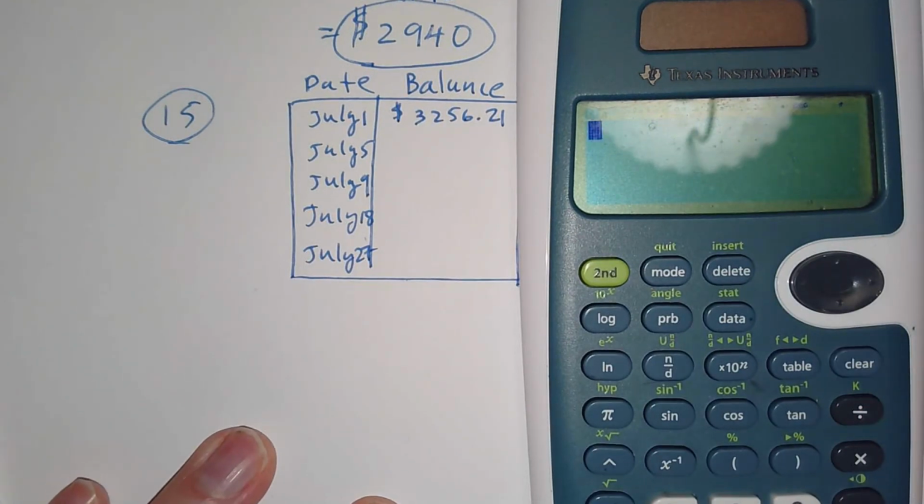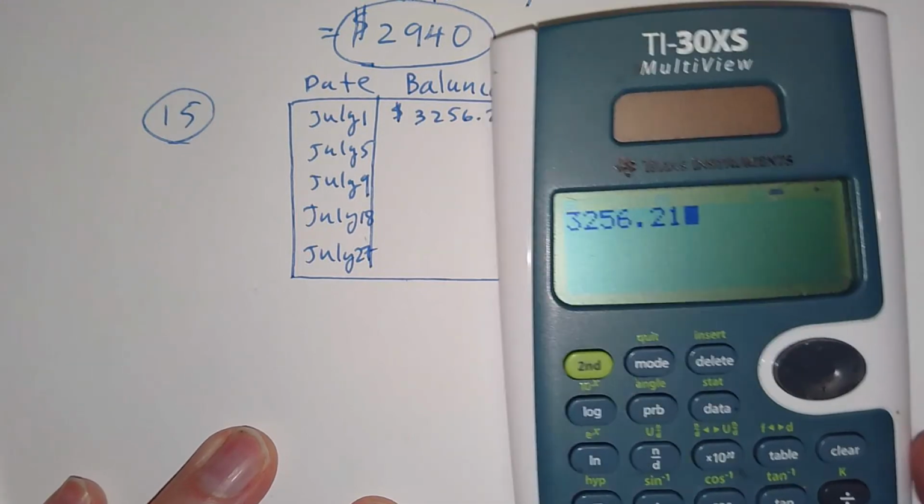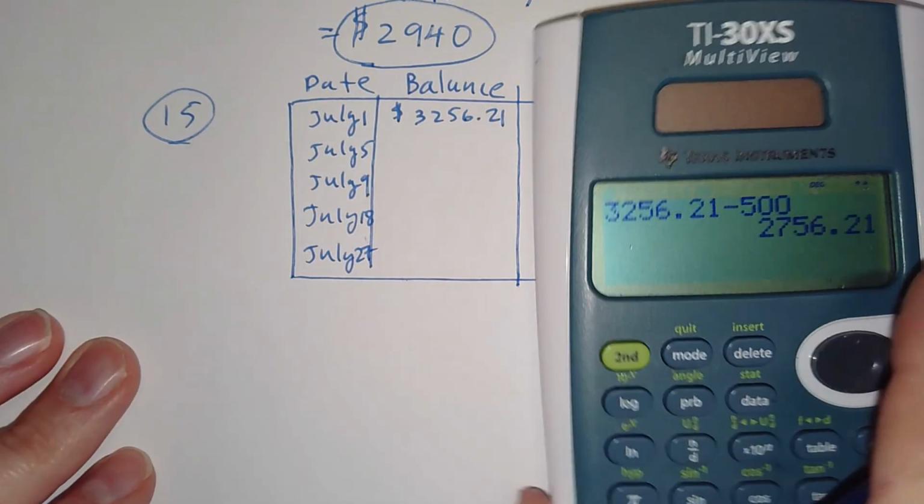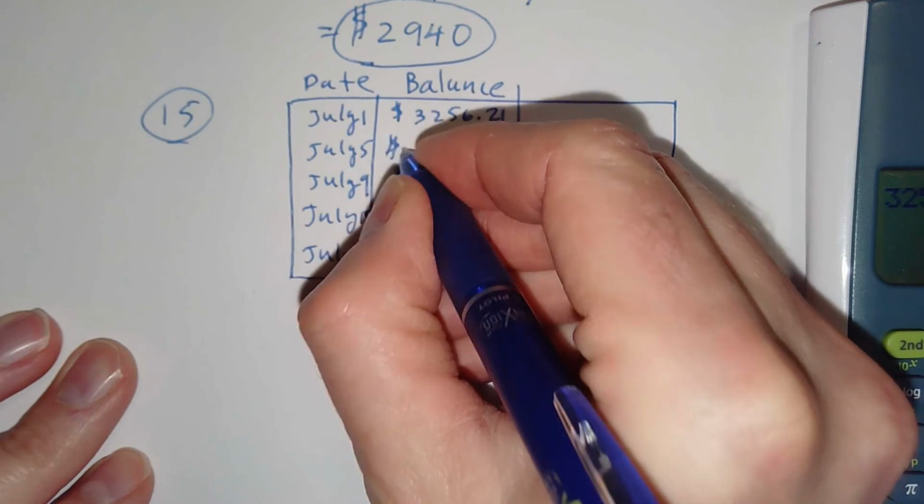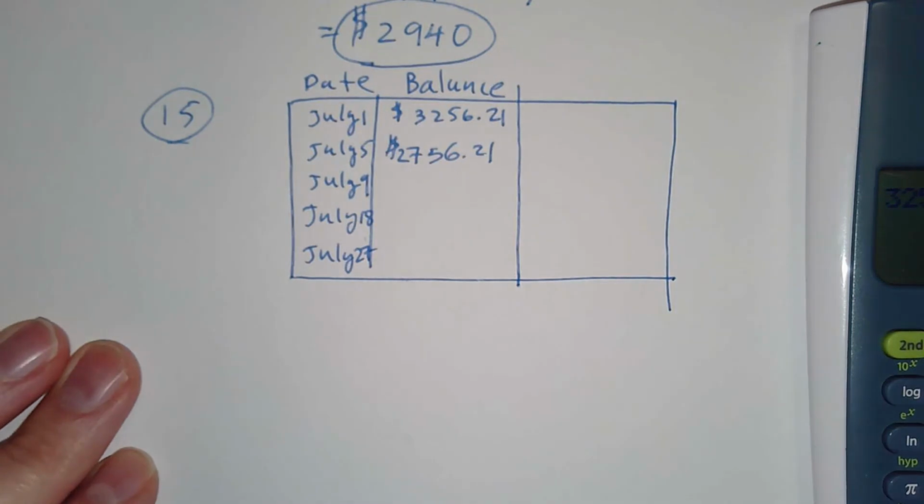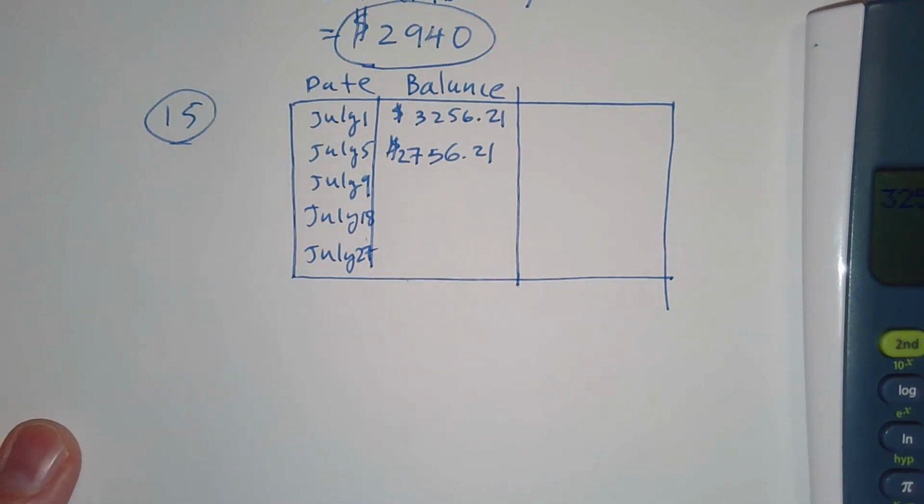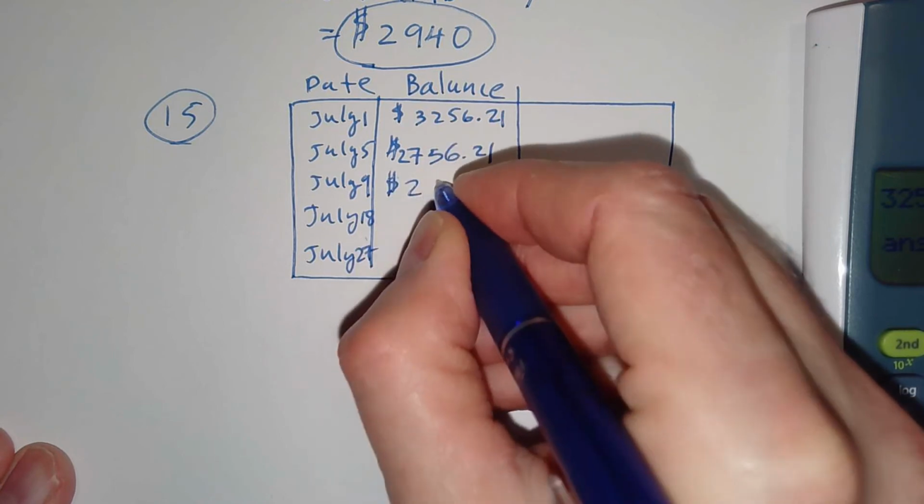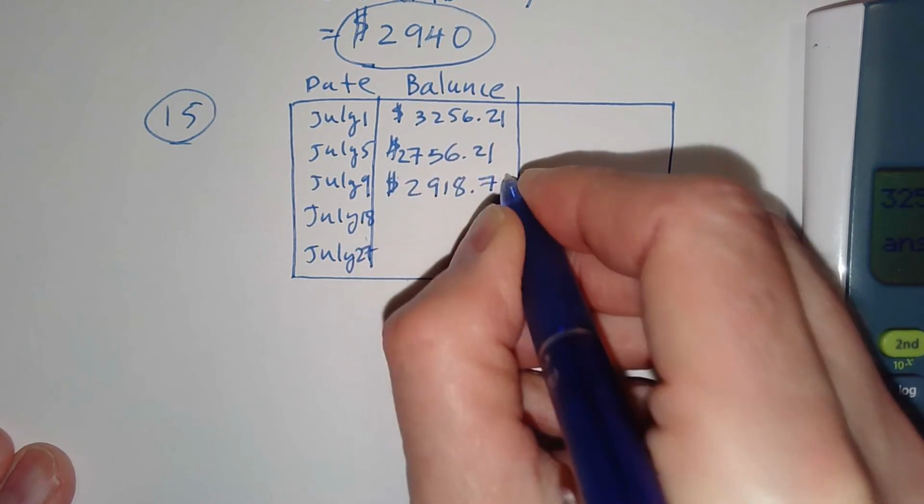So on July 5th, they made a payment. So that's going to drop it down $500. So that's $2,756.21. And then on July 9th, there is a charge for $162.53. So we're going to add $162.53. And that will give us $2,918.74.